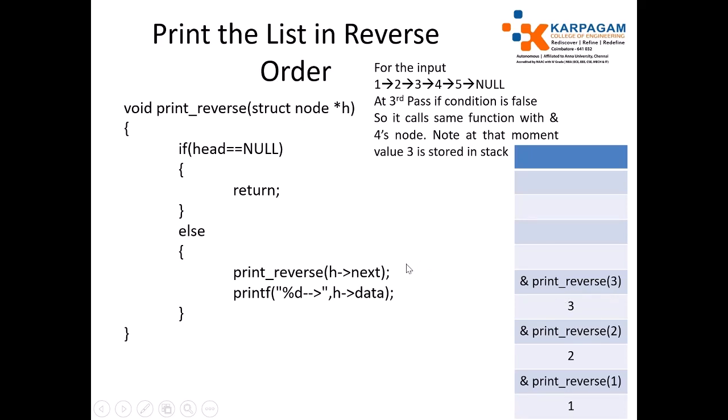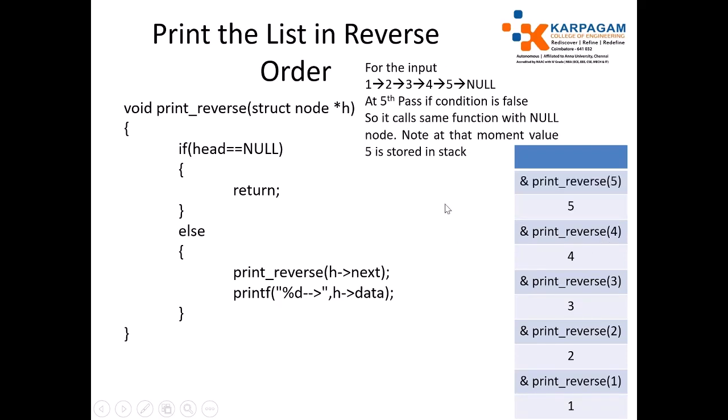At the fourth pass, the if condition evaluates to false because we have a value here. So it calls the same function with print reverse of 5. At that moment, the value 4 is stored in the stack, and the address of print reverse of 4 is stored in the stack.